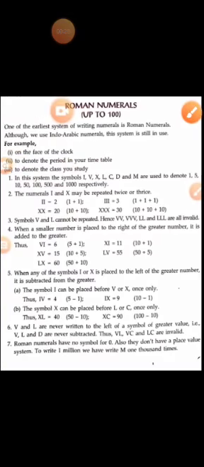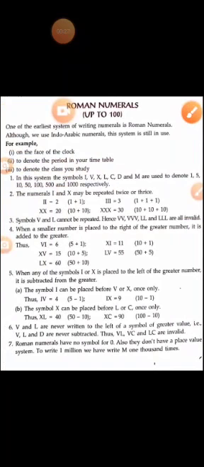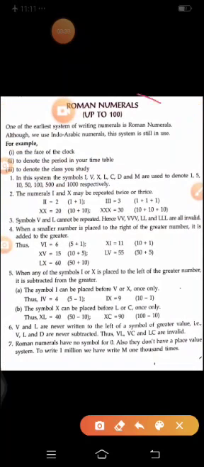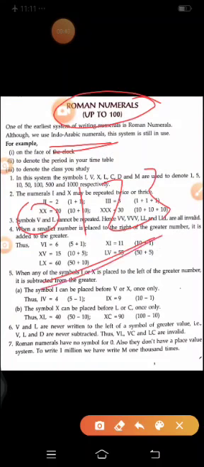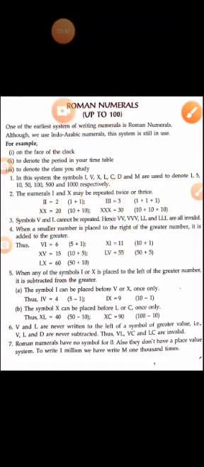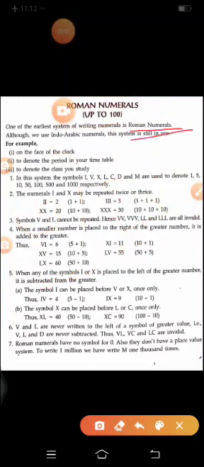Okay, now our next topic is Roman numbers. Roman numbers are a little bit different from the Hindu Arabic numbers. First we have to know what the Hindu Arabic numbers are, that is 0, 1, 2, 3. These numbers are known as Indo Arabic numbers. Okay, so Roman numbers are a little bit different.